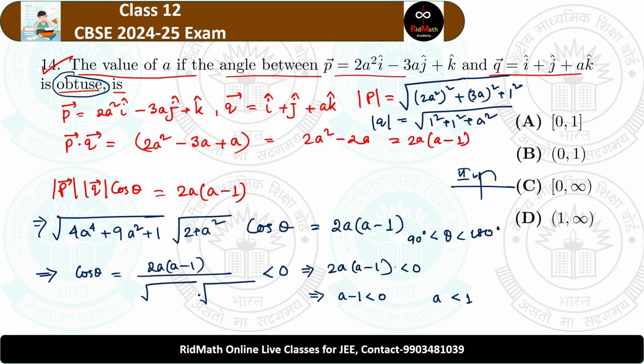At A equal to 1, this is equal to 0. And at A equal to 0, this is also equal to 0. That means the interval should be 0 comma 1, because at 0 this should give 0 and at 1 this should give 0, and for A between 0 and 1 this is negative. So option number B is correct, 0 to 1 open. Next problem.